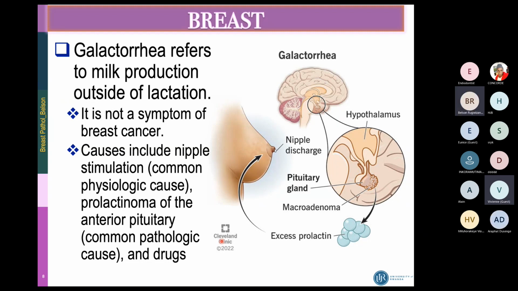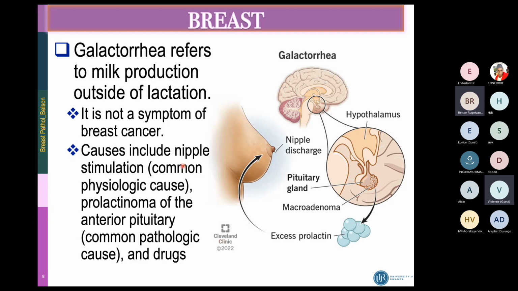So it is not a symptom of breast cancer because usually nowadays, because the women are aware of the danger of breast cancer, whenever they have an abnormal thing on their breast, they come straight forward to the healthcare system, fearing that they may have breast cancer.